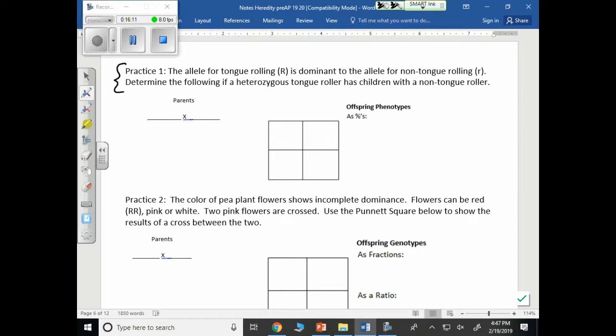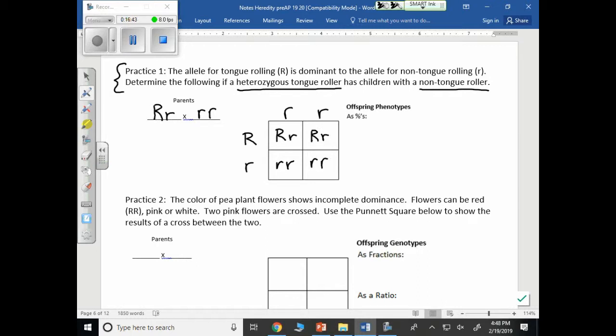It says the allele for tongue rolling is dominant to the allele for non-tongue rolling. Determine the following if a heterozygous tongue roller has children with a non-tongue roller. So here is one parent, they're heterozygous. That would be their genotype. The only way to be a non-tongue roller is if you have two codes for non-tongue rolling. So sometimes this parent passes on a big R and sometimes a little r. Sometimes this one's a little r and passes on a little r. Bring them down and take them across.